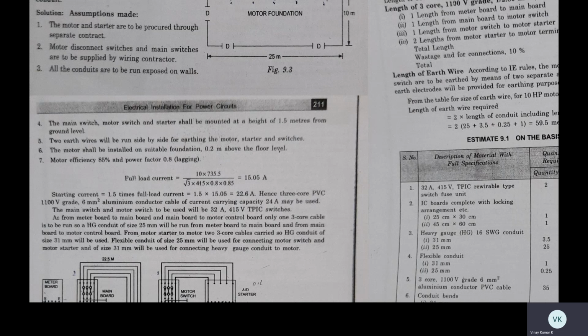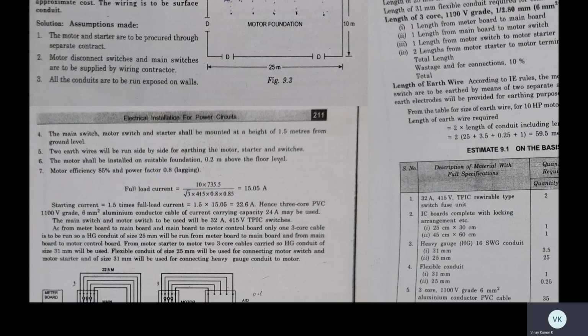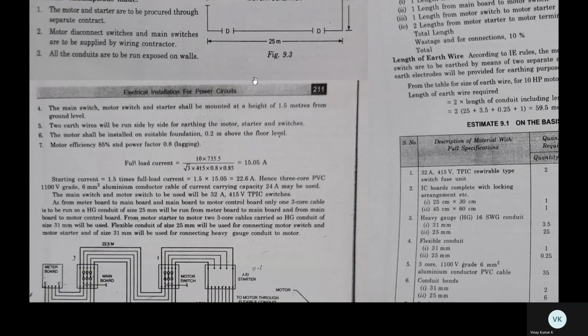We have to place the main switch and switchboard. Okay. This is the main board. From here onwards, we have to start our wiring. What we need to do, from meter board to main board and from main board to control board, only one 3-core cable is to be run, and an HD conduit to be run from the meter board to main board. That is, from this meter board to main board, we are running 0.2 meters of distance, running a 3-core cable.